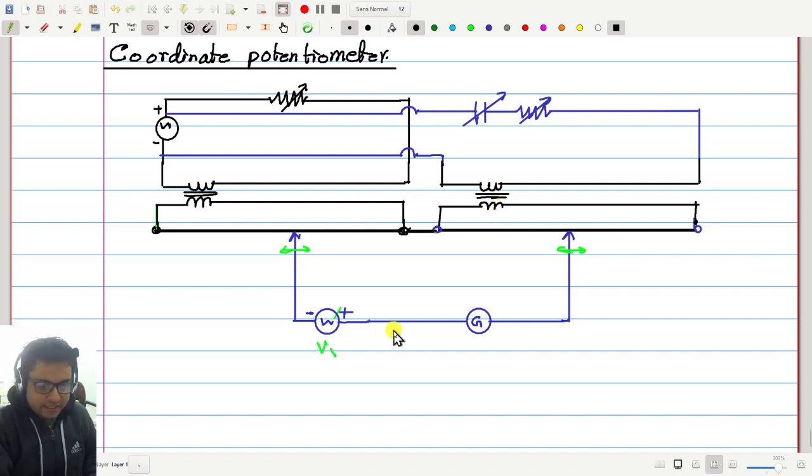So the idea is this: these two wires will have 90 degree out of phase voltages, and you adjust these two jockey positions to get null. When you get null, then this voltage Vx will be the sum of this voltage plus this voltage.